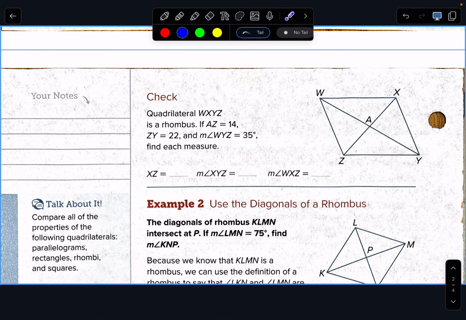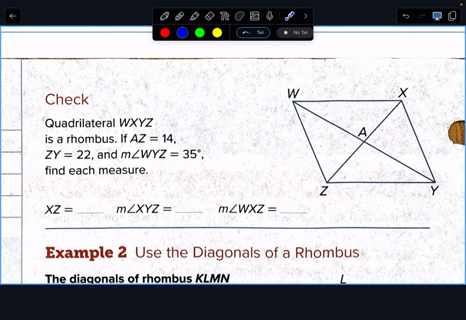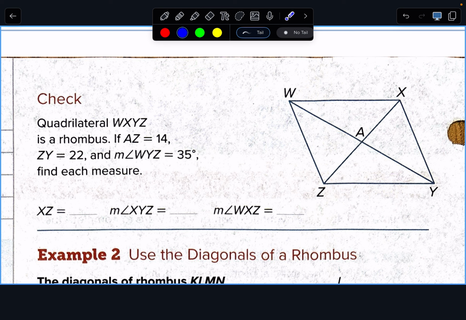What I want you to do, I want you to go to the top of the next page, and I want you to fill in those numbers.